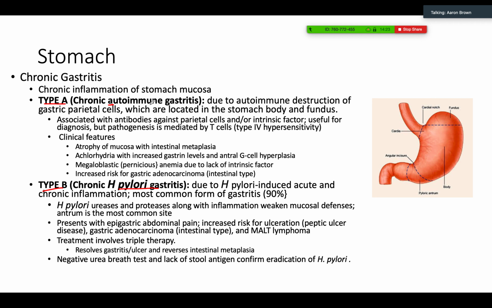Our chronic autoimmune gastritis. Here we have autoimmune destruction of parietal cells. That does not sound good, right? So what do parietal cells make? Why do we care about parietal cells?